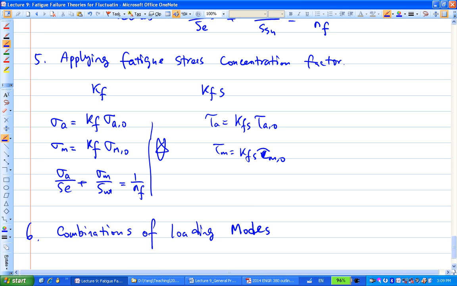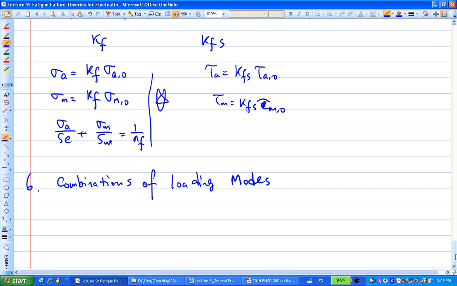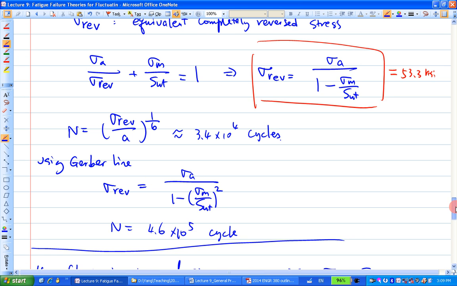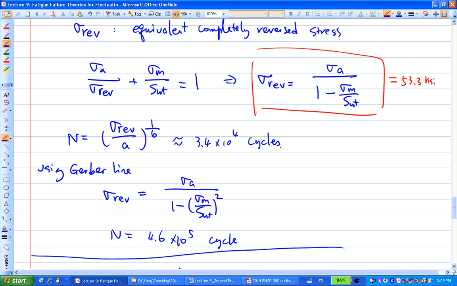Okay, combination. So what's a combination, right? This can probably be explained by itself. In the previous example, this one here is when you have pure torsional fluctuating stress, and this one here is when you have pure normal stress, tensile stress, fluctuating.